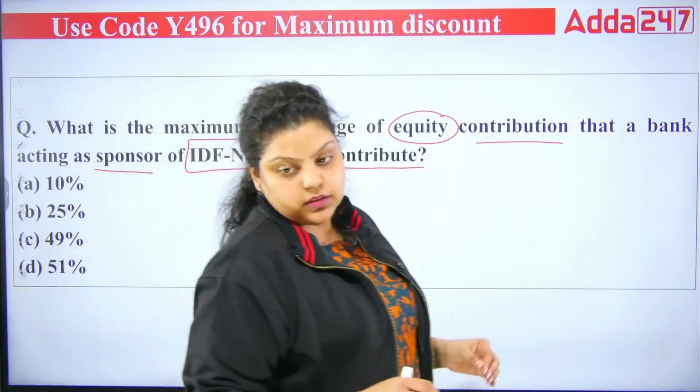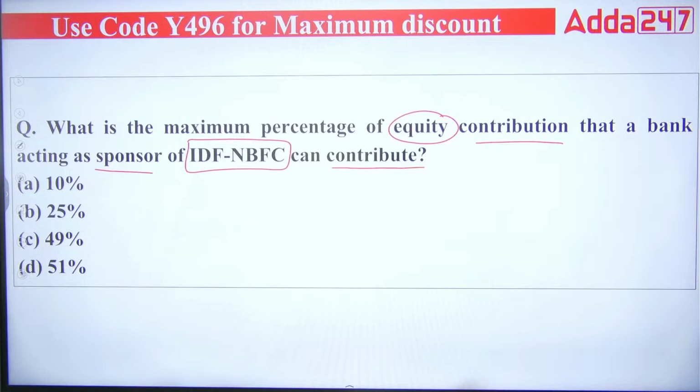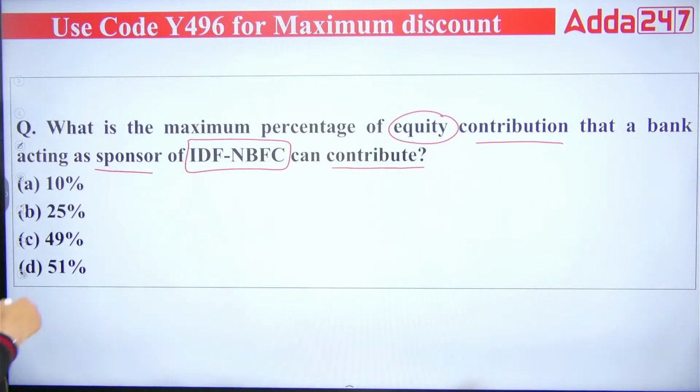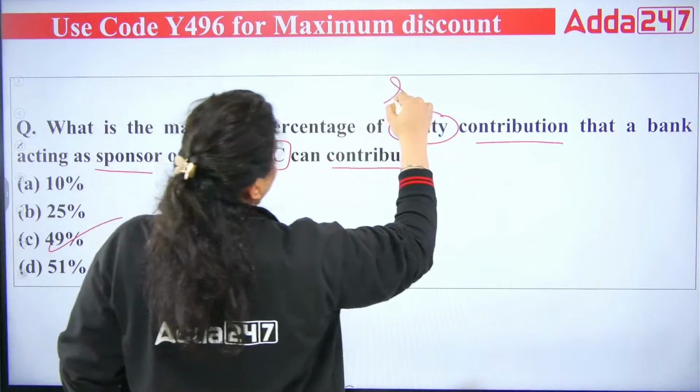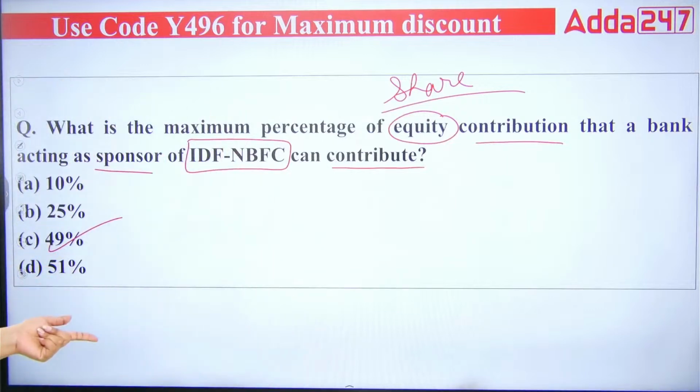Which of the following will be correct? Okay. In that case, the right answer will be 49%. How much is allowed? 49%. So the maximum percentage of equity contribution means the share contribution. So the maximum percentage of share contribution that a bank acting as a sponsor of your IDF NBFC can contribute, up to 49%. That's the maximum. So the right answer is C.